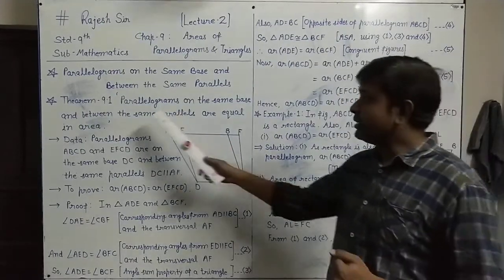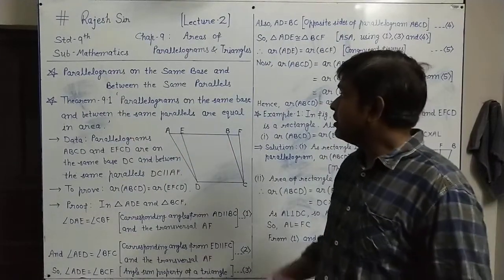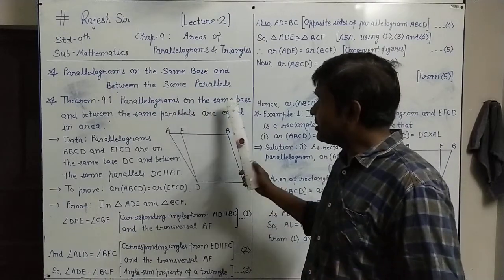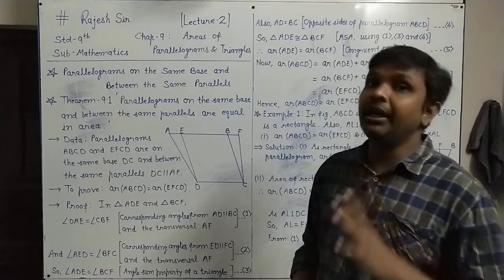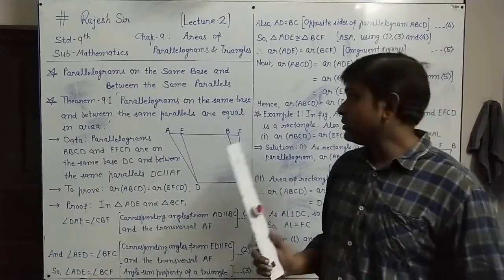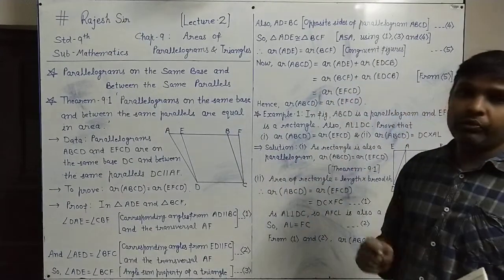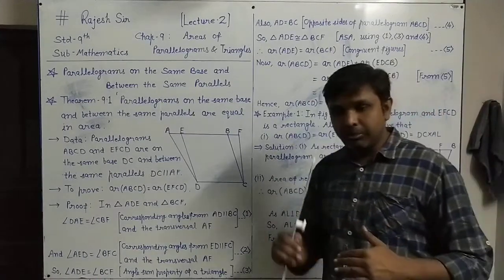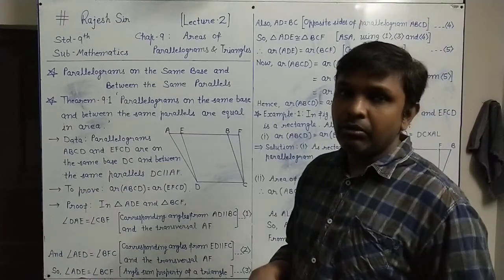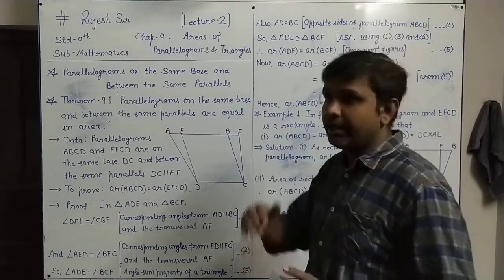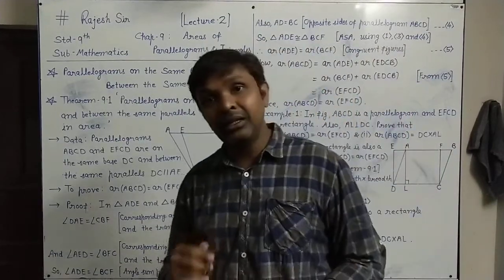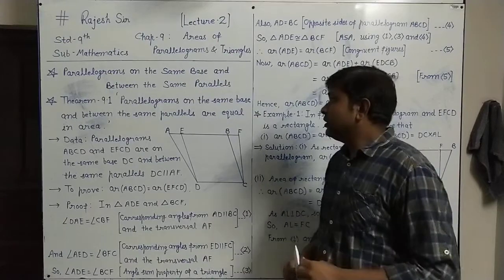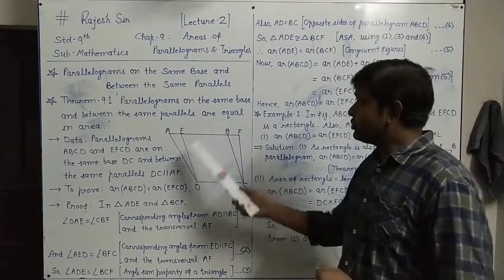Related to that, theorem 9.1 is: parallelograms on the same base and between the same parallels are equal in area. This is theorem 9.1. If we have parallelograms with the same base and between the two parallels, they will have equal area, that is the theorem. So here, this type of situation is given.